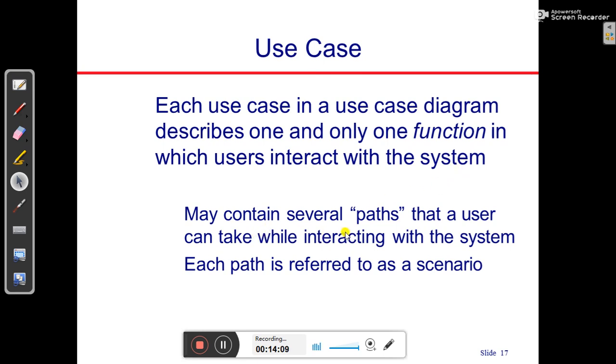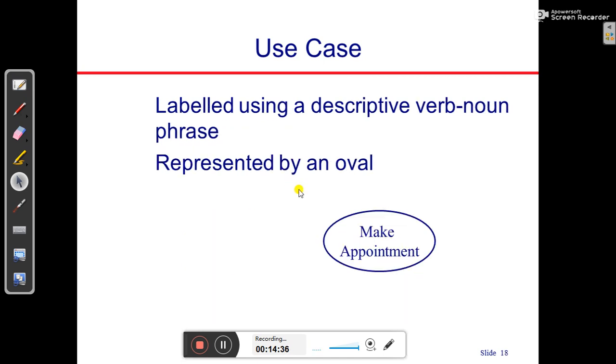A use case may contain several paths that the user can take while interacting with the system. Each path is referred to as a scenario. So the actor might take different paths or different scenarios to communicate with the system, but there will be a single path to a single use case. There might be lots of use cases in a single use case diagram, but a use case only depicts one function at a time.